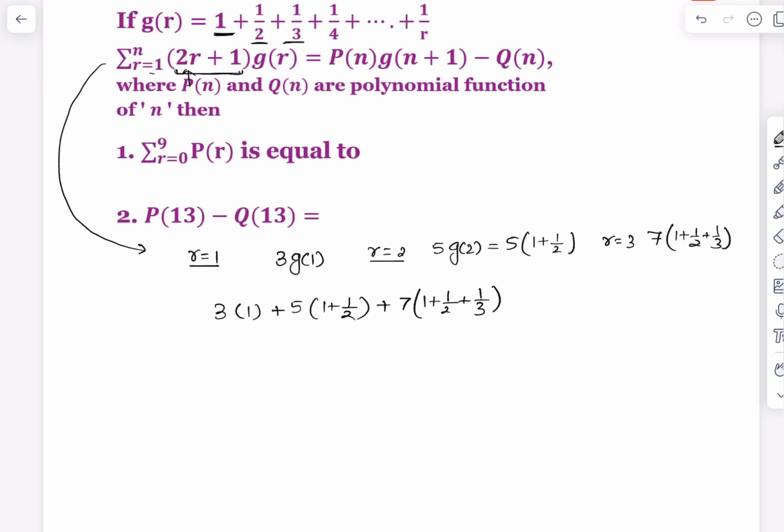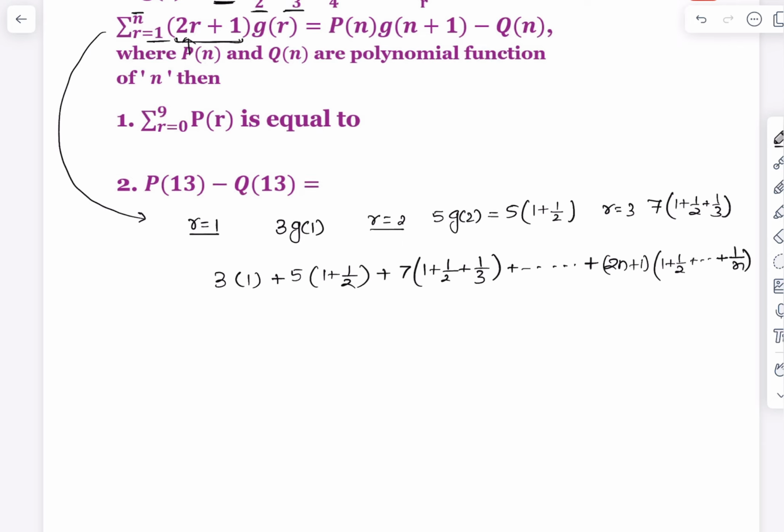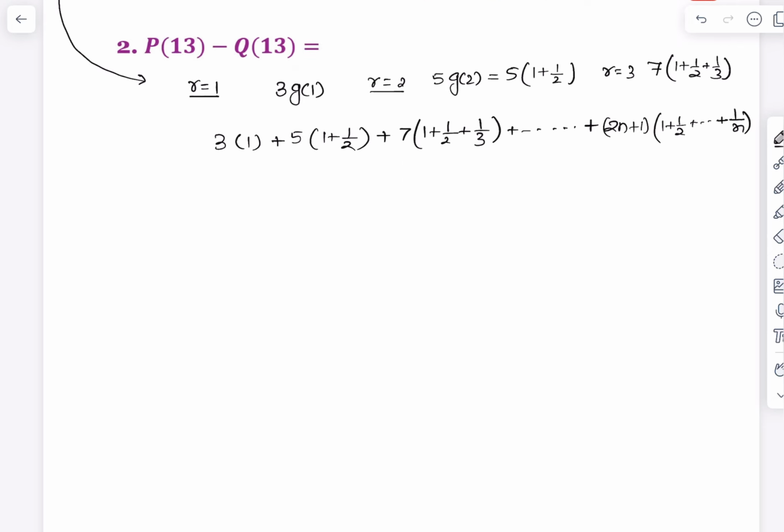Correct? So this is what we are getting, with r varying from 1 to n. So if we put n, at the place of r, this is 2n plus 1, and we are getting 1 plus 1 by 2 up till, at the place of r, we can write n, so this is 1 by n. Correct? Now this is the required sum.